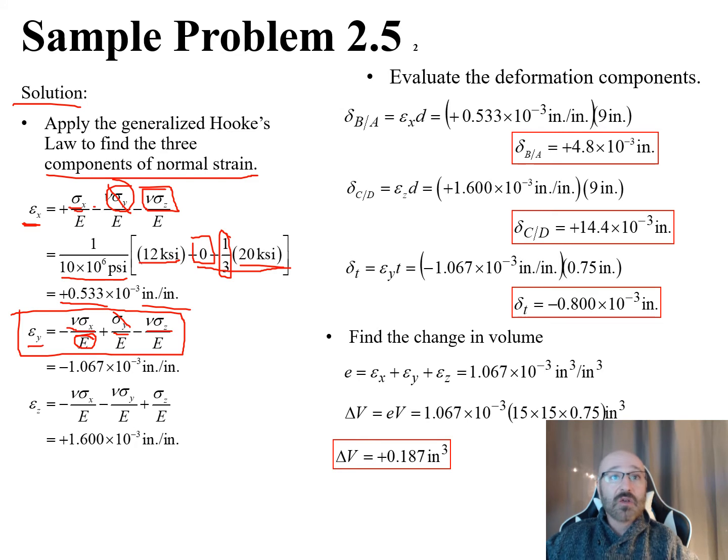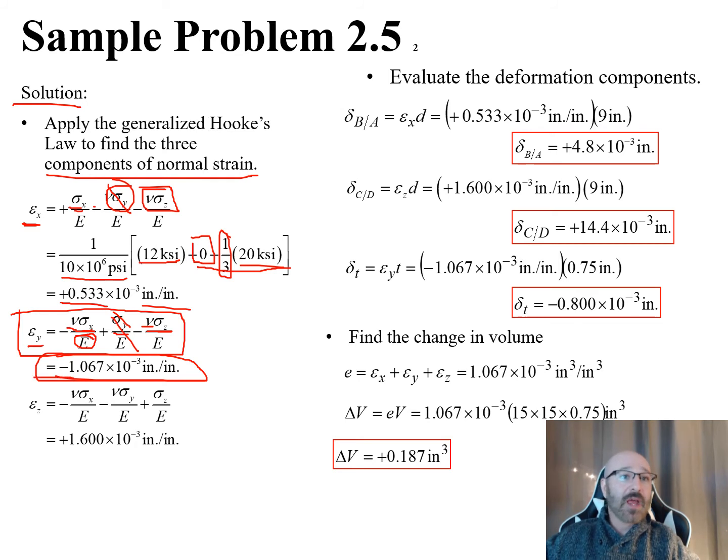So our value for Poisson's ratio was given to us as 1/3. We had a value for our sigma x that we could plug in as 12 ksi, and a value for our sigma z that we can plug in as 20 ksi. We do that out, plug and chug, and we end up with our epsilon in the y direction given by this relationship. We can see from the values here, because our positive goes to 0, these are both negative values. So we have a negative 1.06 times 10 to the negative third.